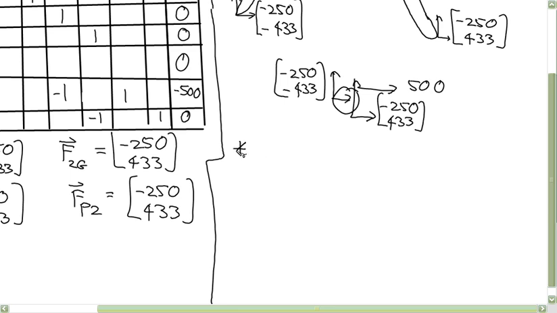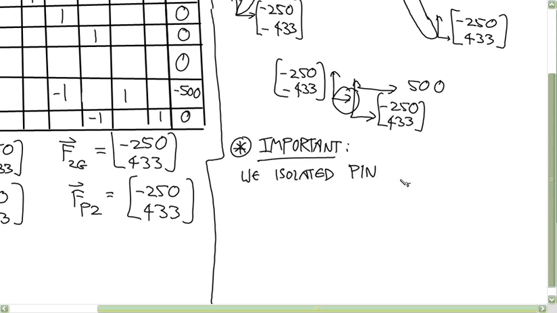Okay, so here's one important thing that's going to save us time in the future. Important. We treated that pin as if it was its own body. And the equivalent in three dimensions is like a ball. Or you also can have pins in 3D. But we don't have to.